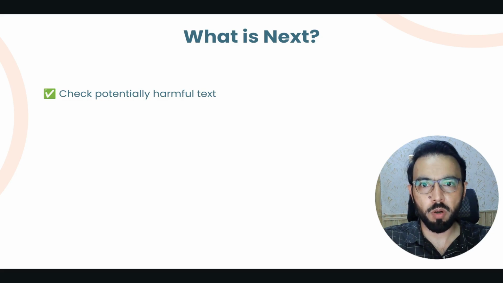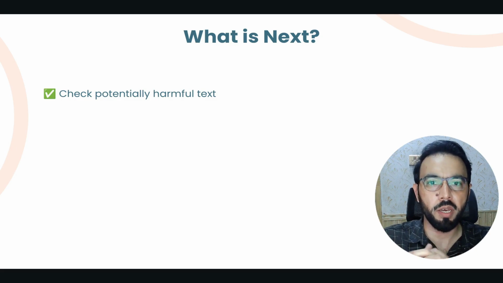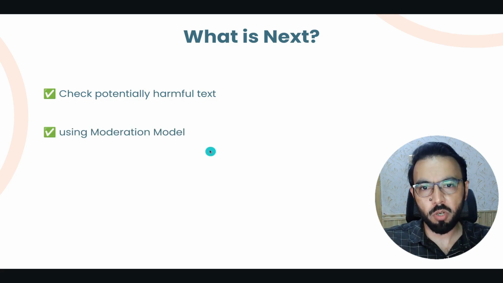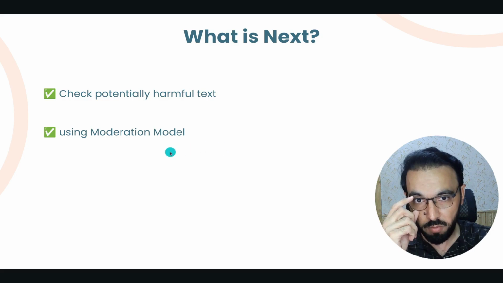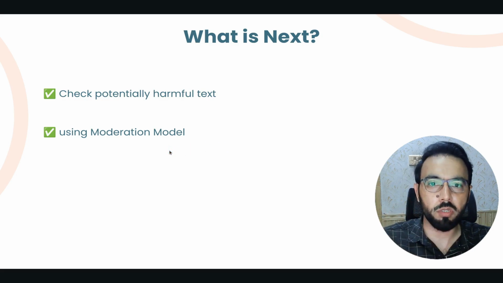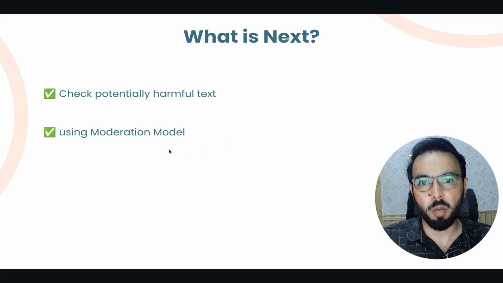Using the moderation model, you can check potentially harmful text. So if you are giving a prompt to the GPT model which could be harmful or which could be in the category of harassment, maybe the GPT model will not answer you, and maybe you can violate the OpenAI community guidelines. So before you give a text to the OpenAI GPT models, using the moderation model, you can check your prompt before giving it to the GPT model, and you can check whether this text is potentially harmful or not. And you can also find out the category under which this text is coming as a harmful text.